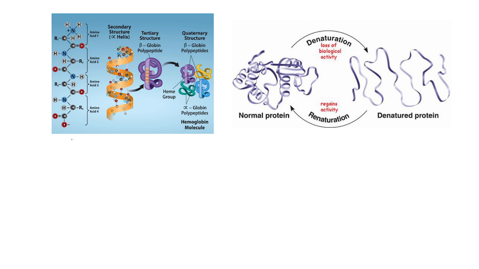So this is the primary structure of the protein. These are the secondary structure of the protein, that means either alpha helix or the beta pleated sheet. This is the tertiary structure of the protein. The quaternary structure of the protein has a very different structure.